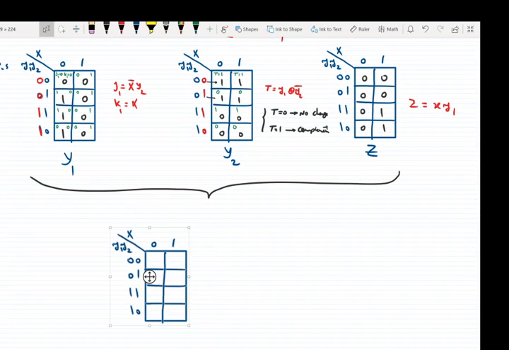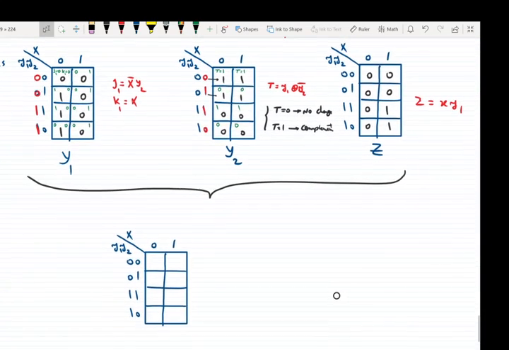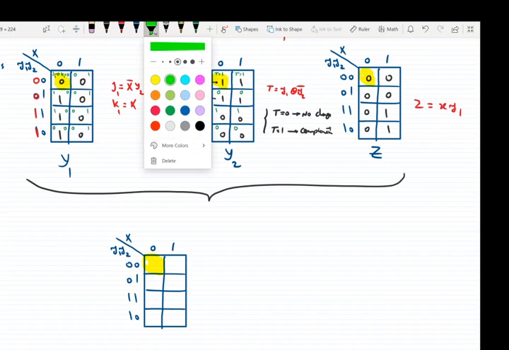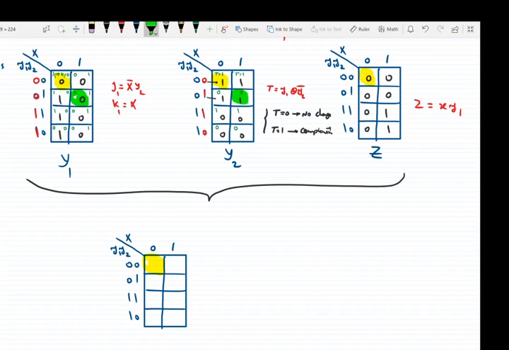Okay, we can just take these values, this one, this one, this one, and put it here. Okay, and the next one, this one, this one, this one, for example, put it here. So these are the state table. I don't know why I keep saying truth table, state table.